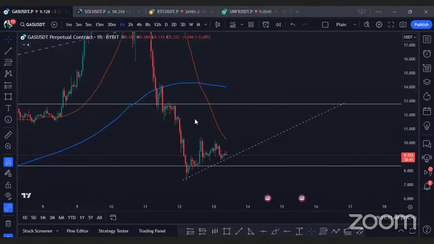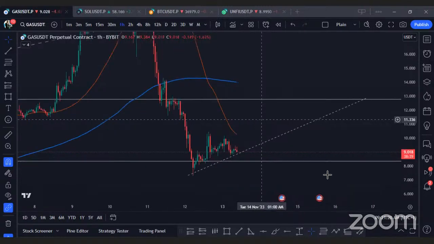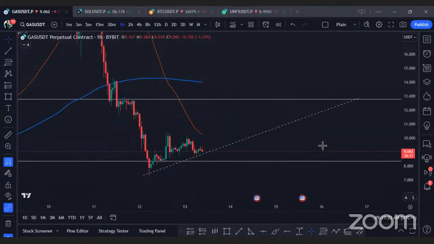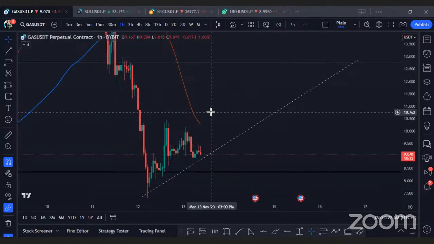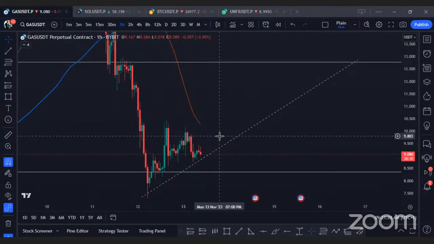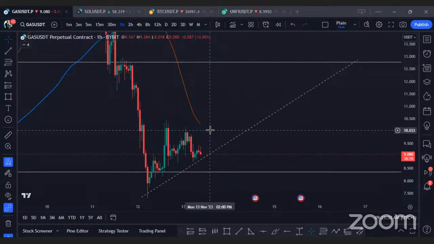So that's basically what we should be looking at. But don't just open a trade randomly, because I don't know when the ETF will be approved. It could be today, it could be tomorrow, it could be before the end of the month. Today is the 13th already, so anything can happen. I think CPI is coming up, right? Yeah, we have CPI coming up.